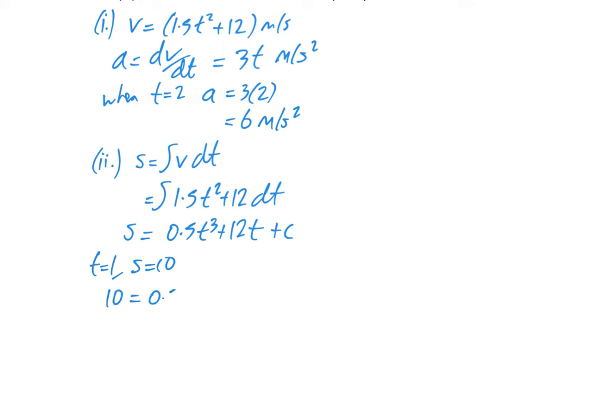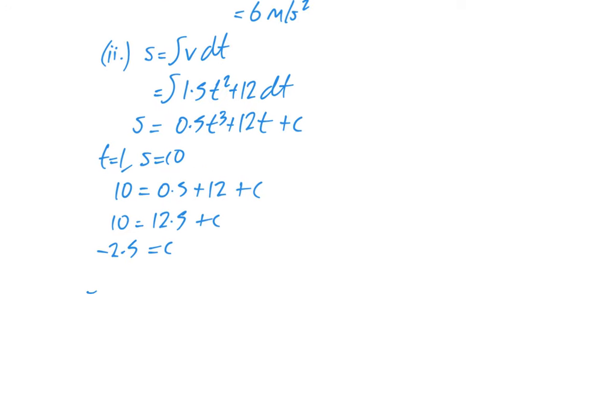10 then is equal to 0.5 times 1 cubed plus 12 times 1 plus c. So that's 10 is equal to 12.5 plus c, which means we work out minus 2.5 is equal to c. So very importantly then, your s is equal to 0.5 t cubed plus 12t minus 2.5.